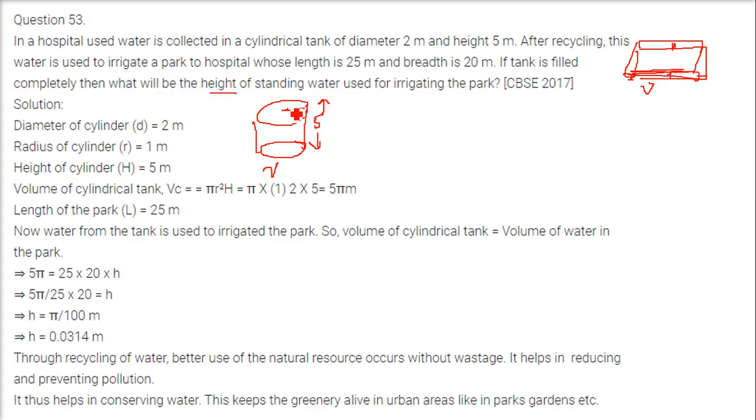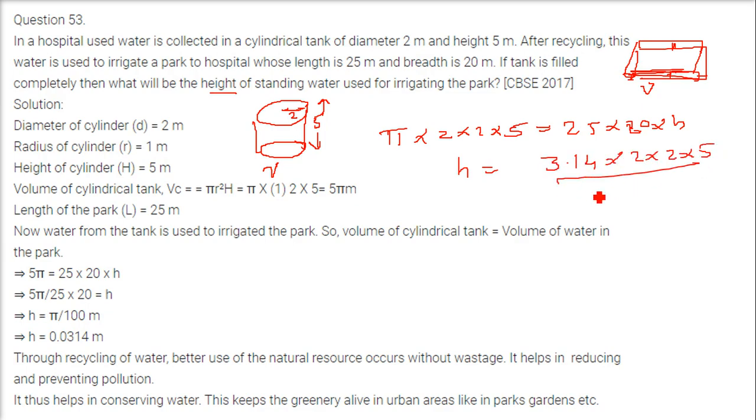So we'll use the volume of the cylinder, which is pi r square h. Pi into r square is 2 square into h, where the height is also given. This is equal to length into breadth into height. So 25 is the length, 20 is the breadth, and we have the height. So what do we get? H equals pi, you can use 3.14, into 2 into 5, divided by 25 into 20. So this becomes 0.0314. This is the answer. Height is this one in meter.